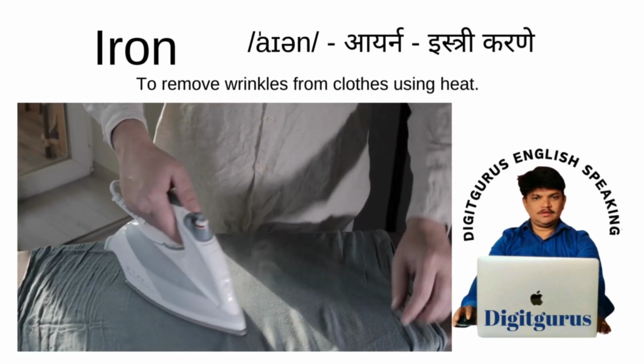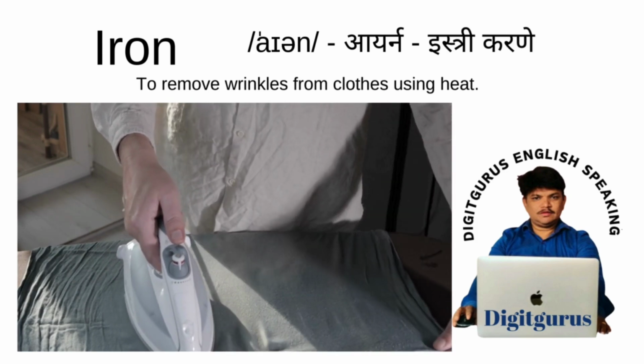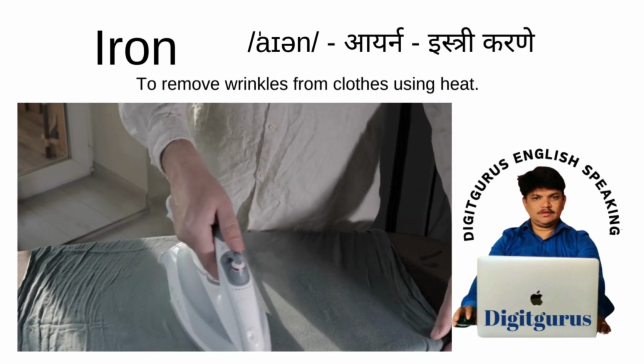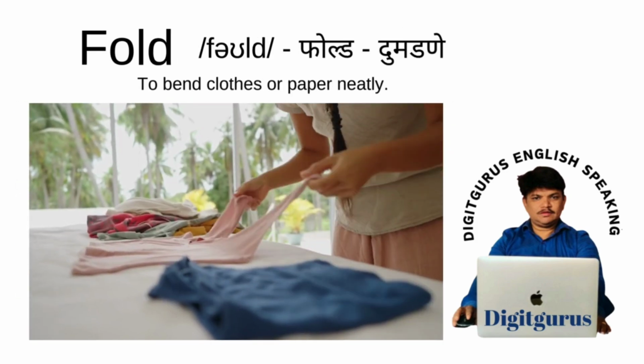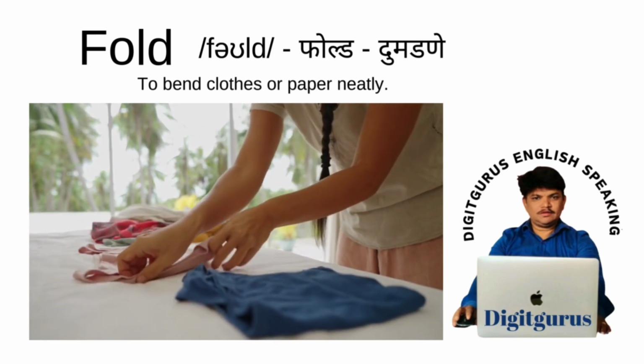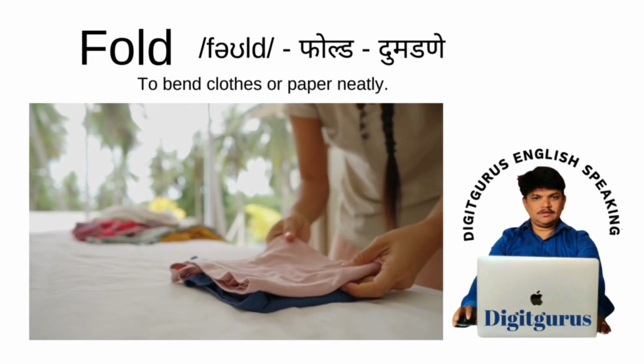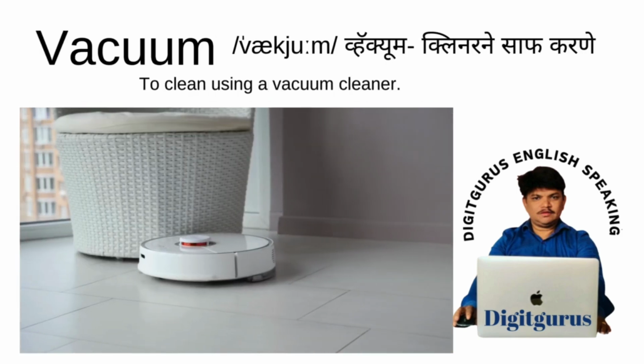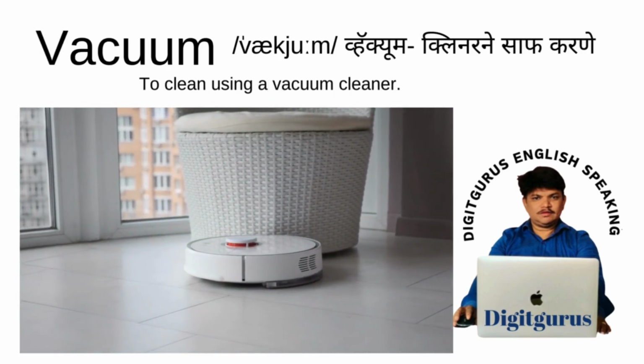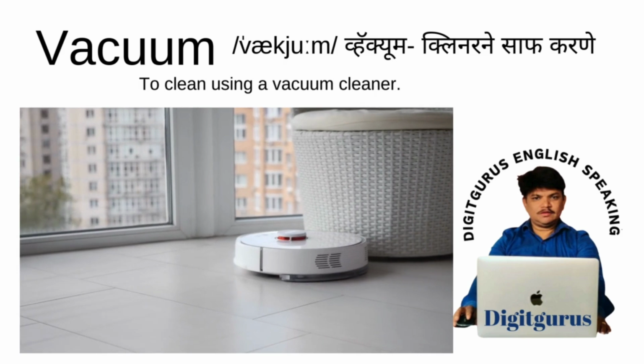Iron, to remove wrinkles from clothes using heat. Fold, to bend clothes or paper neatly. Vacuum, to clean using a vacuum cleaner.